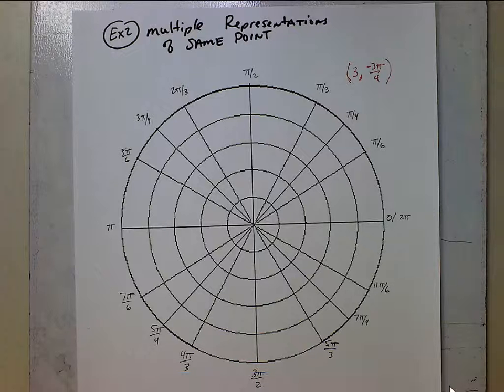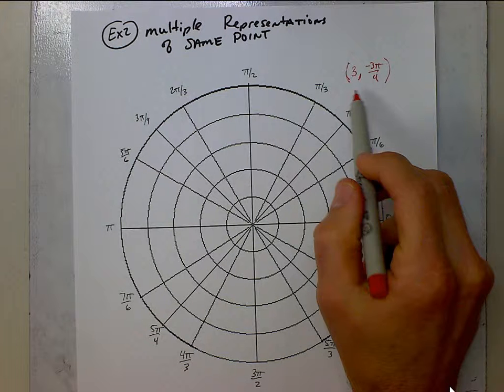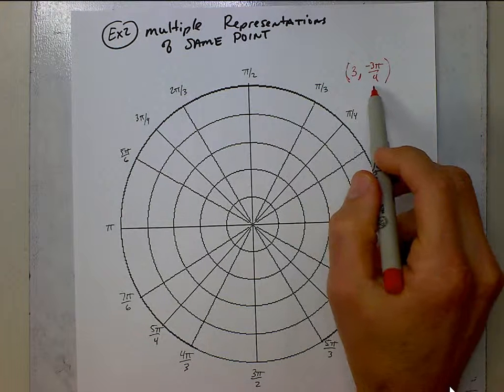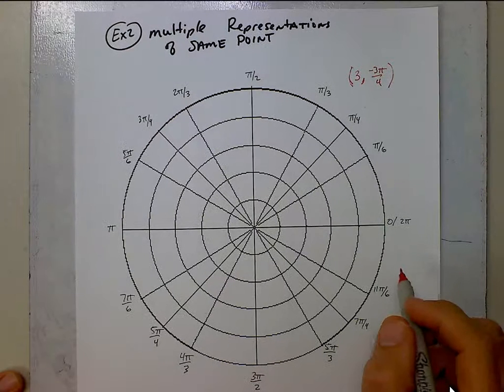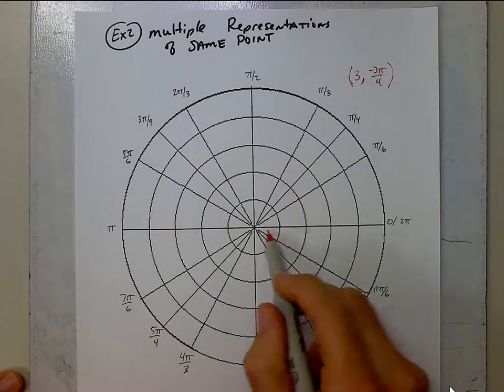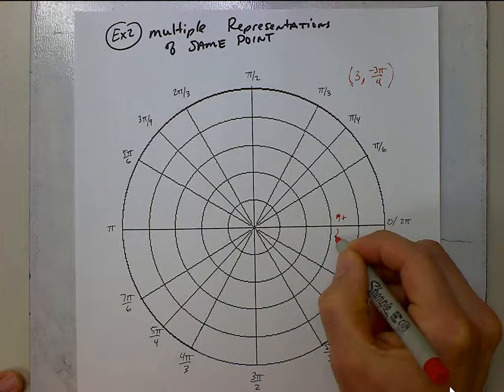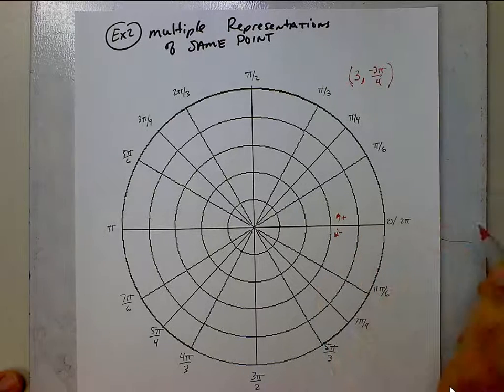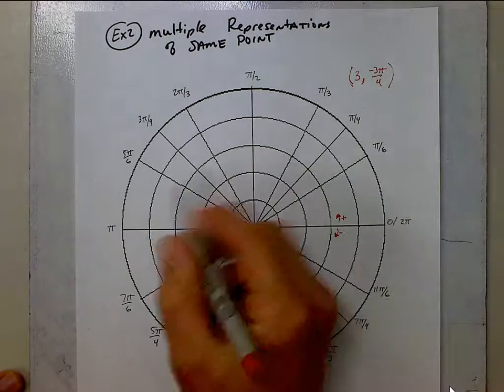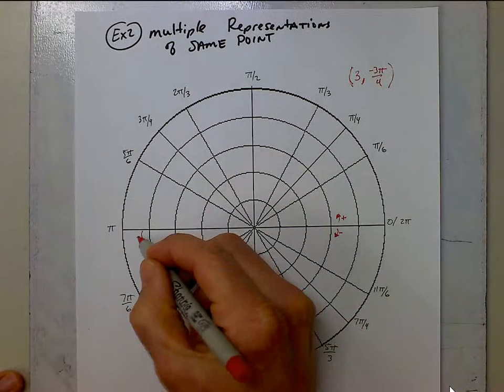For example 2, we're going to do multiple representations of the same point. So the first thing we're going to do is we have this point 3 comma negative 3 pi over 4. So if I recall from last time, positive 3 is to the right. If I go this direction, it's a positive angle. If I go this direction, it's a negative angle. So it kind of holds true that this direction is still positive and up.